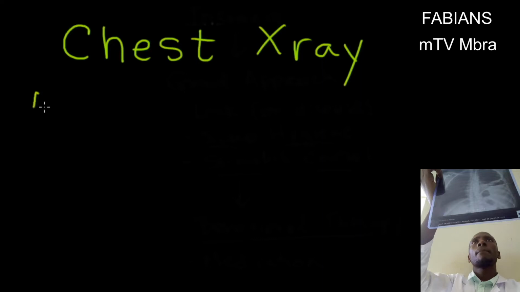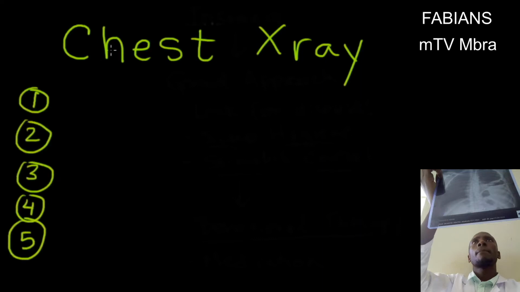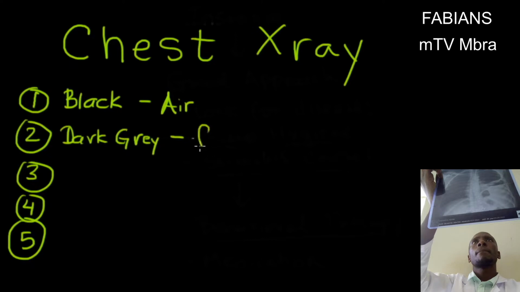There are five areas of density that we consider when interpreting X-ray, going from black to white. First and foremost, we have black, which represents basically air. Things that are air density on X-ray will appear black. Then we have dark gray. This represents the fat tissues.